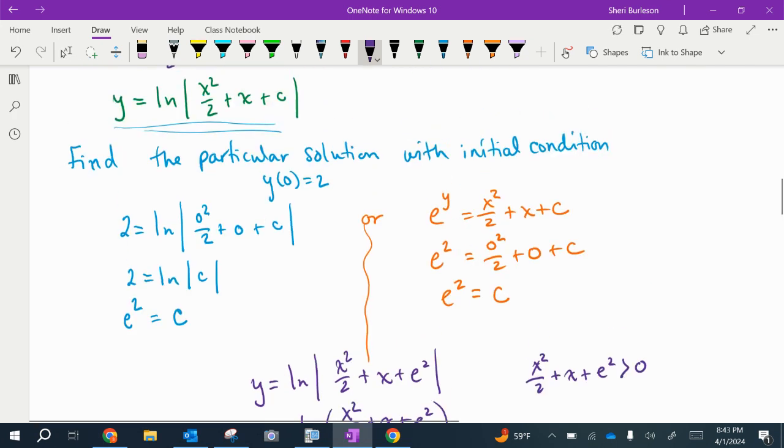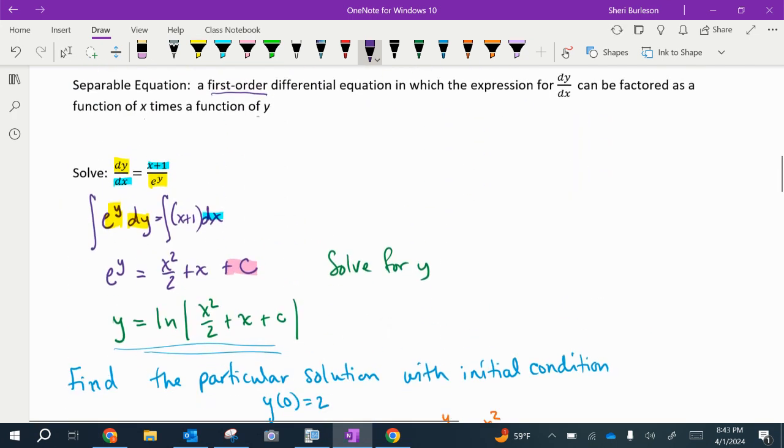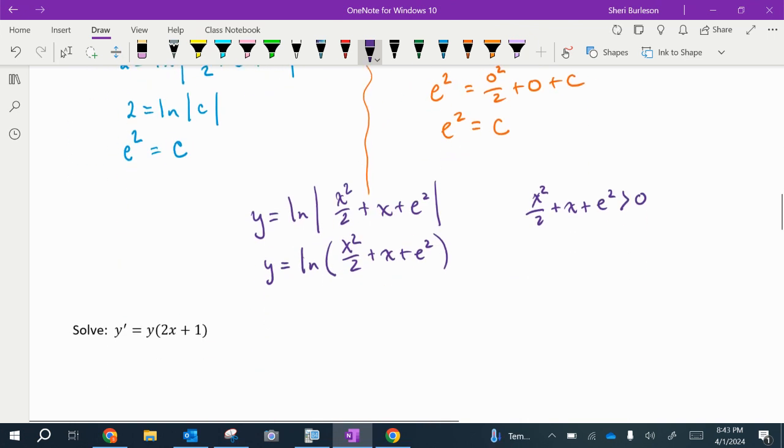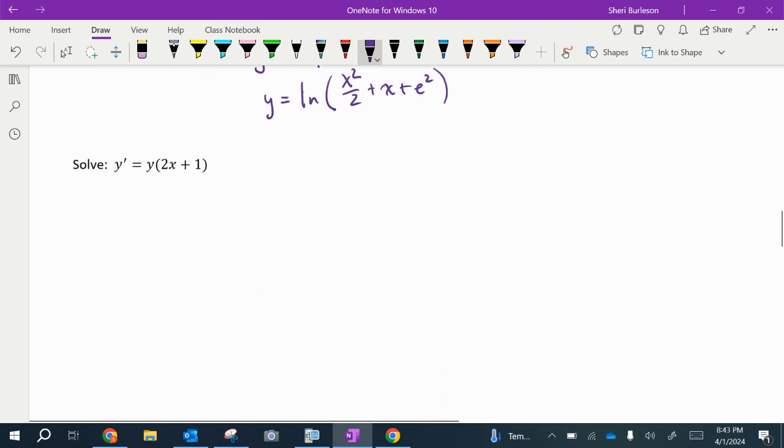So that is an example of solving a separable differential equation and finding a particular solution. Here is another separable differential equation. If you would like to try to solve this yourself, you know what? I'm changing my mind because this one has an interesting piece to it that we're going to talk about.